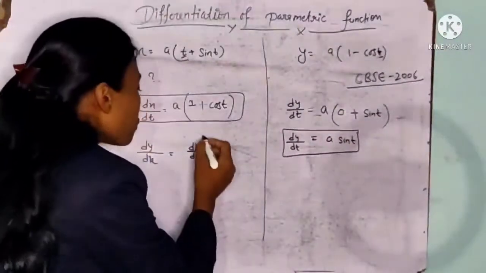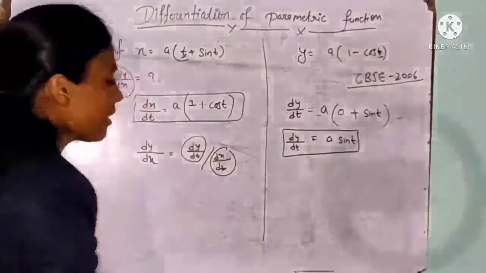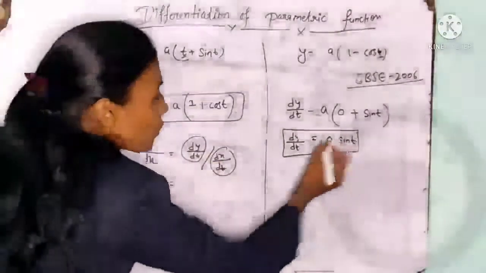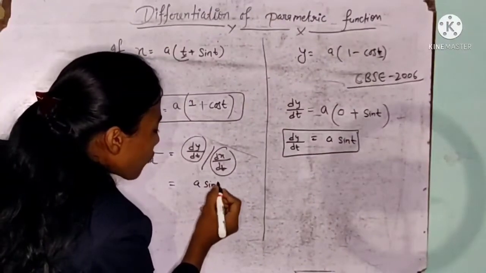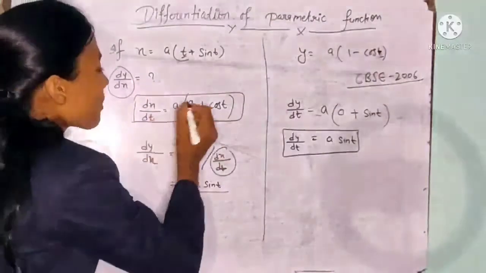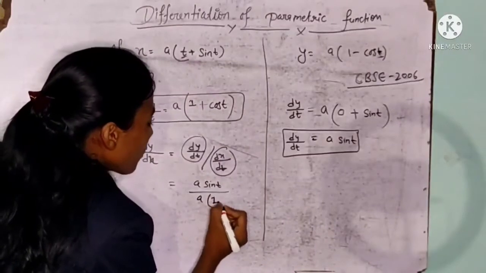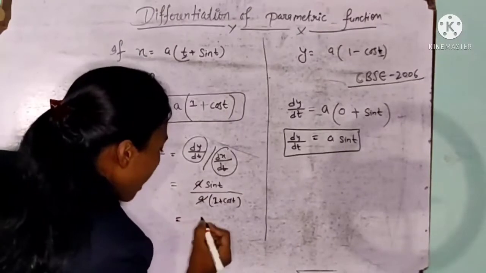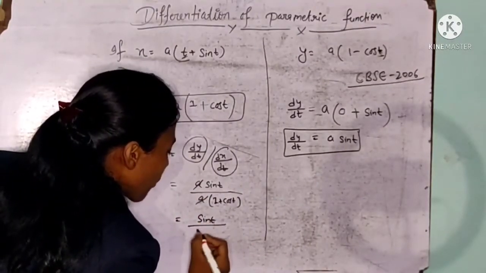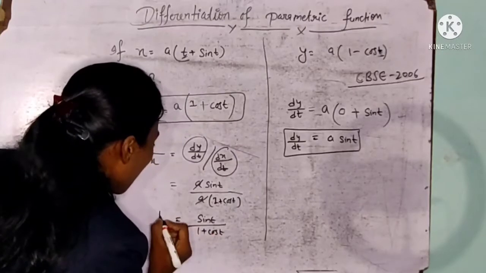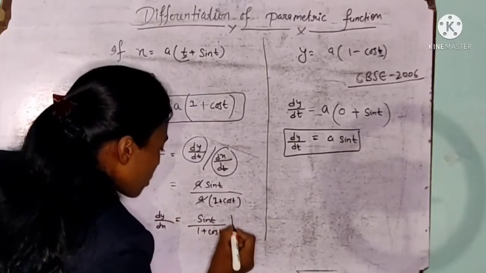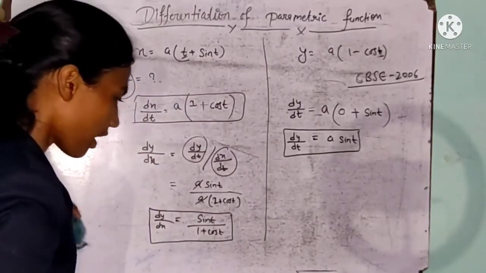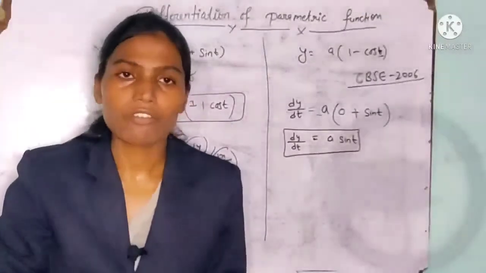So now substitute those values, dy by dt upon dx by dt. What is our value of dy by dt? dy by dt we have a sine of t upon, and dx by dt we have a into 1 plus cos t. Now see, a gets cancelled, and finally we get sine of t upon 1 plus cos of t. What value? dy by dx. So this is the answer of this question, and this way we can differentiate a parametric function.